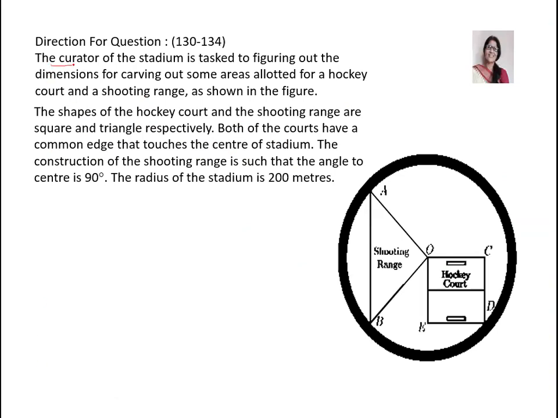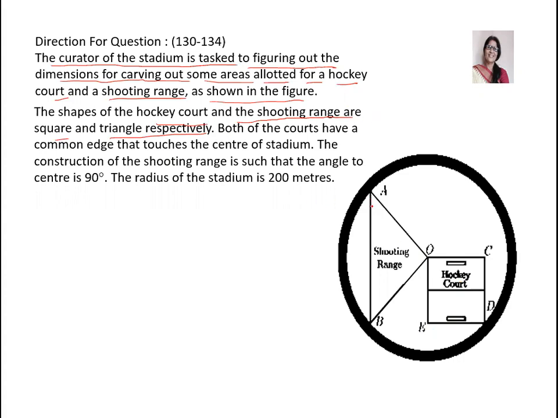Next, the curator of the stadium is tasked with figuring out the dimensions of carving out some areas allotted for a hockey court and a shooting range as shown in the figure. The shape of the hockey court and the shooting range are square and triangle respectively. The hockey court is the square, that is EDOC.